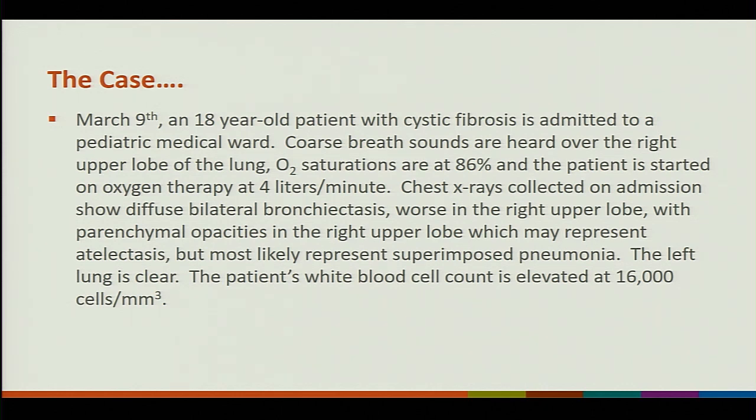So the case is on March 9th, an 18-year-old patient with cystic fibrosis is admitted to a pediatric medical ward. Coarse breath sounds are heard over the right upper lobe of the lung. O2 saturations are at 86%, and the patient is started on oxygen therapy at 4 liters per minute. Chest x-rays collected on admission show diffuse bilateral bronchiectasis, worse in the right upper lobe, with parenchymal opacities in the right upper lobe, which may represent atelectasis, but most likely represent superimposed pneumonia. The left lung is clear. The patient's white blood cell count is elevated at 16,000 cells per cubic millimeter.